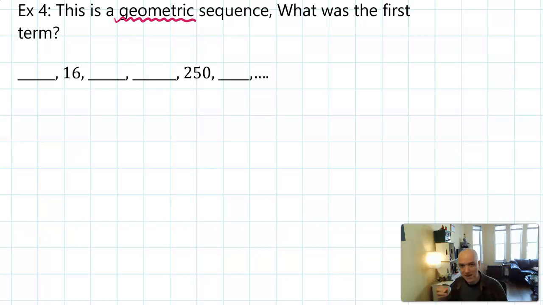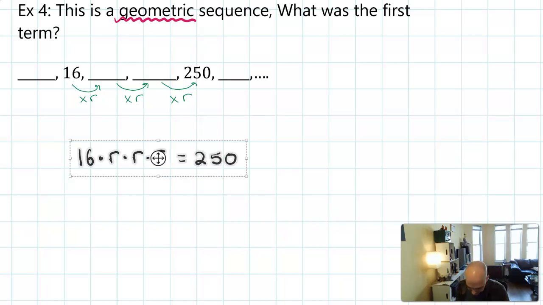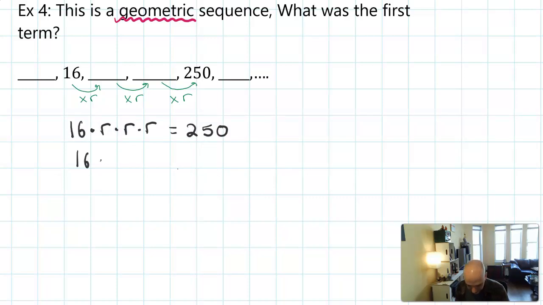So let's think about what makes a sequence geometric. Well, it's geometric if we multiply by some ratio as we pass between terms. So to go from 16 to 250, I would have had to multiply by that ratio, which I don't yet know what it is, by that ratio 3 times. So the fact that I've done this means that I can write an equation. I could write 16 times r times r times r must equal 250. Now that's something we can solve with algebra.